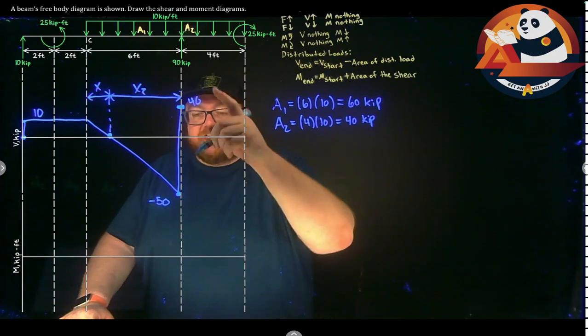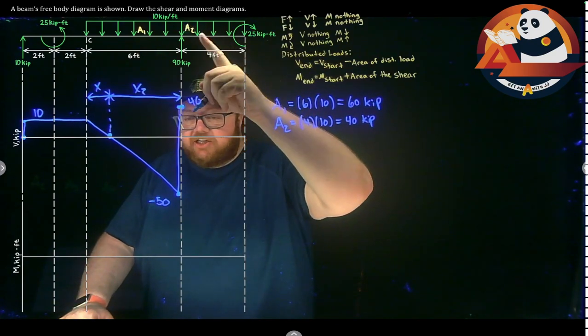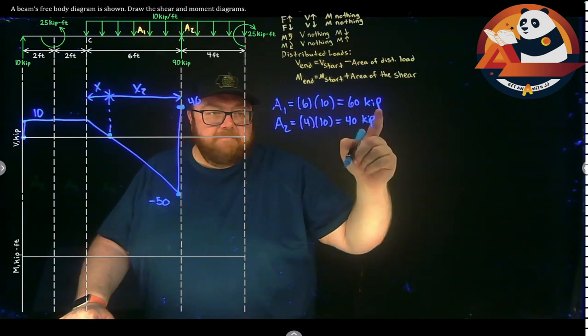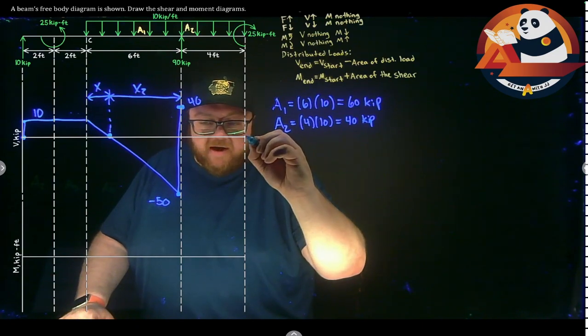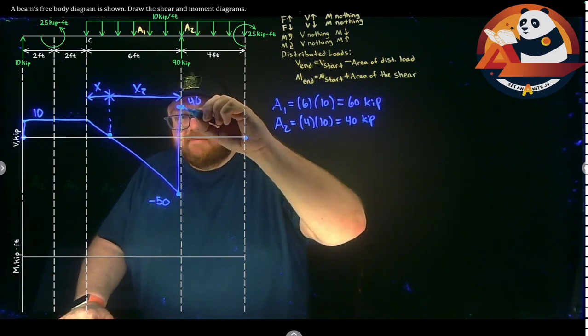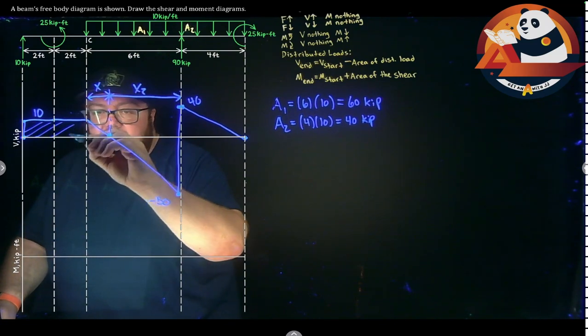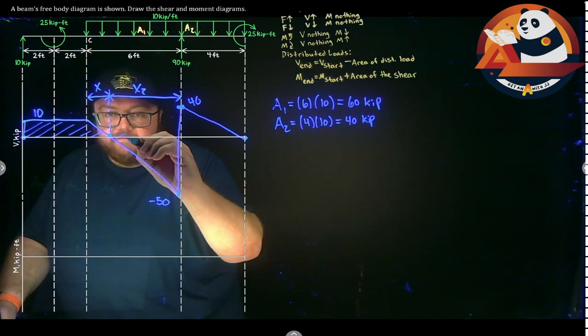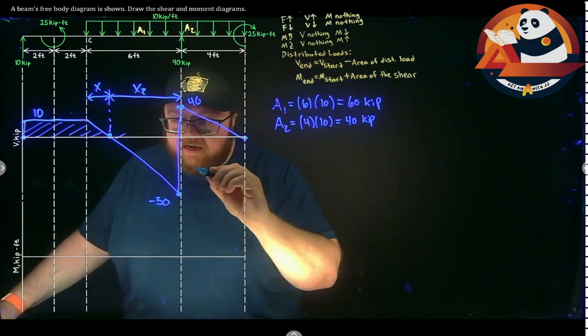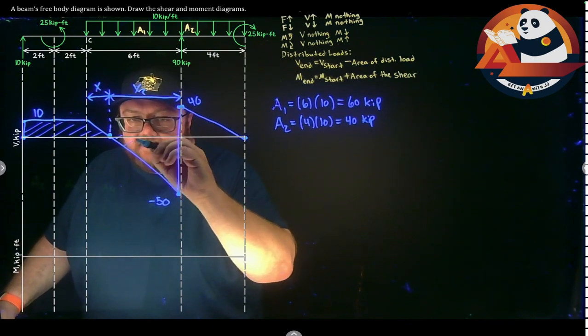Then we can say, well, our shear at the end of that is going to be the shear at the beginning, 40, minus area 2. We're coming back down to 0. Just like that. And we can shade in our diagram there to make it look nice and neat.